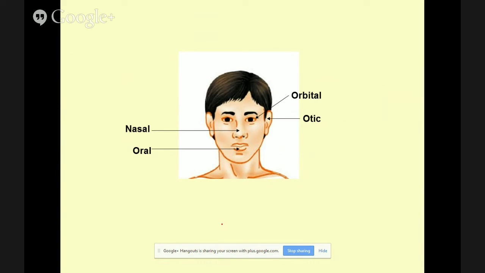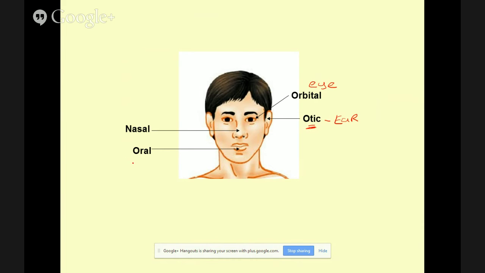Now here's some other words that we'll see. Orbital is anything to do with the eye. That socket that your eye sits in, that's part of your skull, is the orbital socket. So anything orbital is eye, anything otic is ear. At some point in your life, you might have to go to an otolaryngologist, like an ear, nose, and throat doctor. So anything to do with otic is the ear.